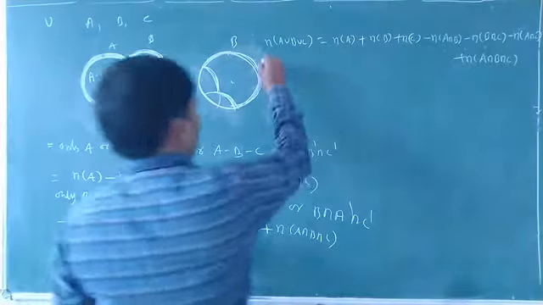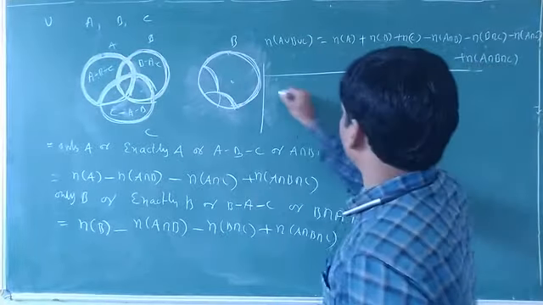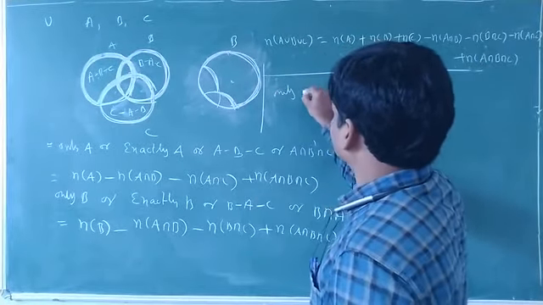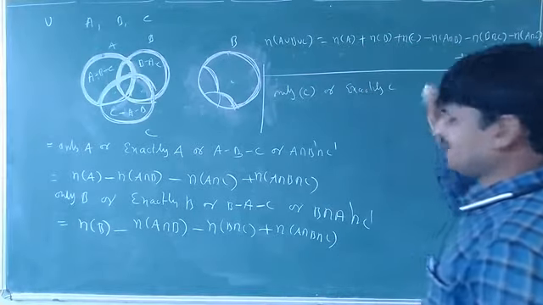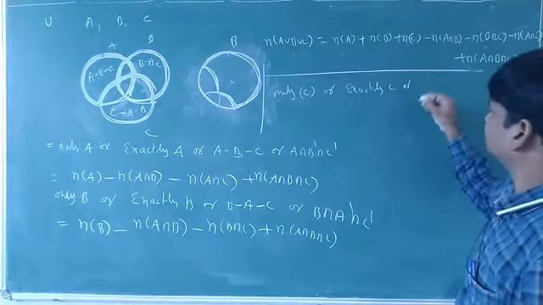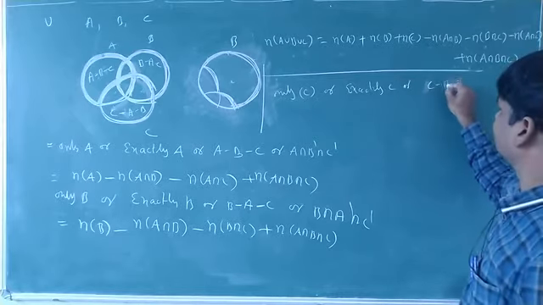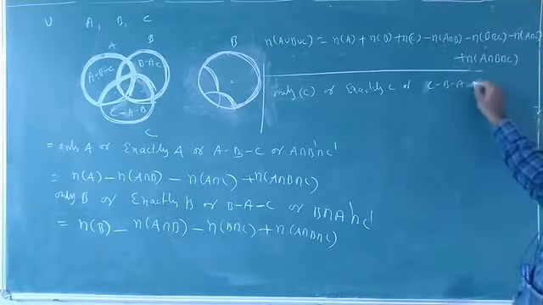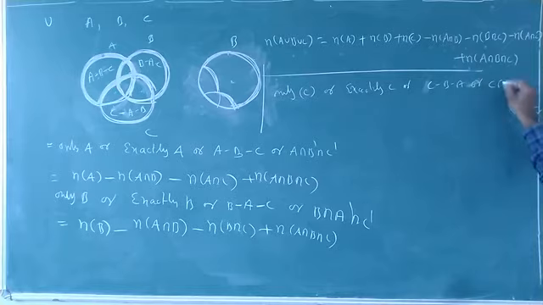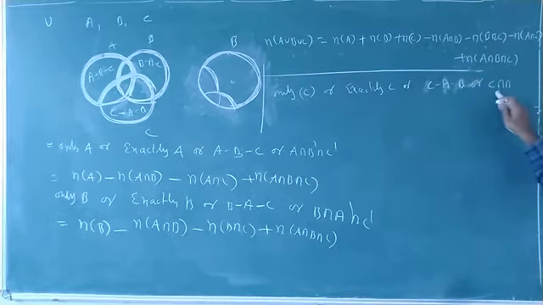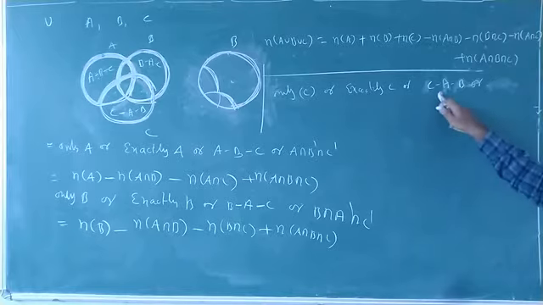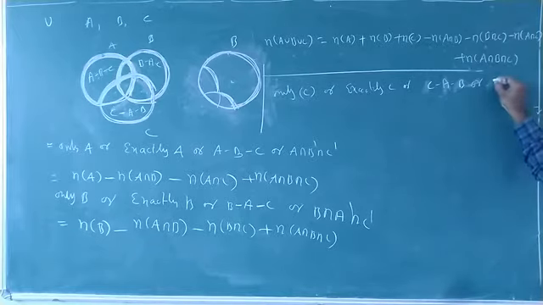Okay, so next here, only C, or exactly C, or C minus B minus A, or C intersection C minus A minus B. Okay, C minus A minus B, or what we can say, C intersection A dash intersection B dash.